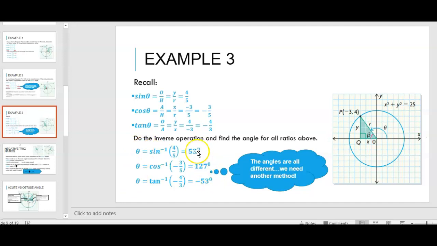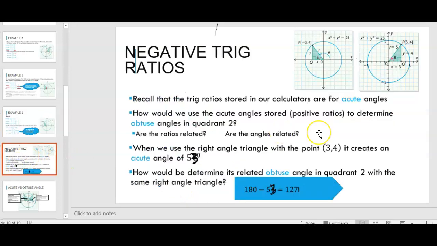So that means that something is not going right here. We need another method to properly figure out the value of theta. As you notice here, the same angle gives us different values based on these calculations. We now know that our calculators provide the value of primary trigonometric ratios only for acute angles.